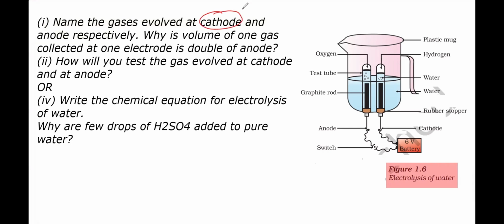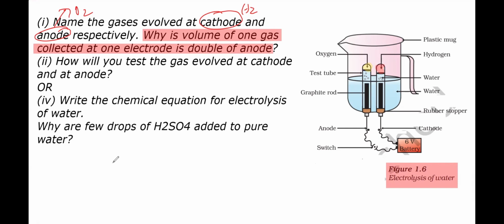So at the cathode, it is hydrogen, and at the anode, oxygen gas is produced. Now, there is another question that asks why the volume of gas collected in one of the electrodes is double. You can see from here the gas collected. Look into this. Here, the volume of gas is more. If I paint the red one, it has more than the one which I paint yellow, this portion. So this is the question.